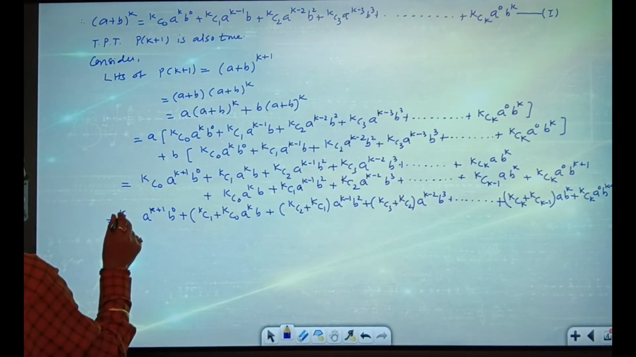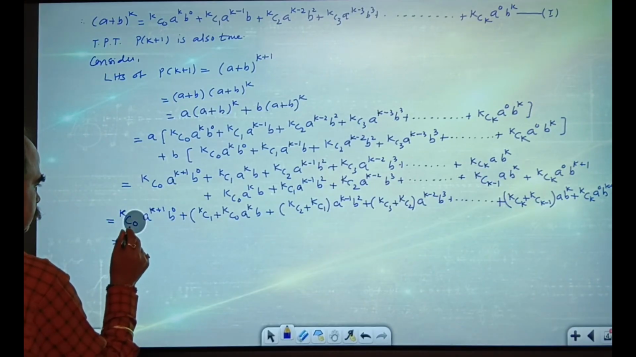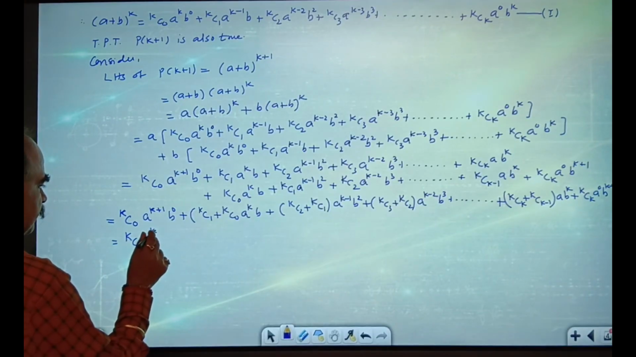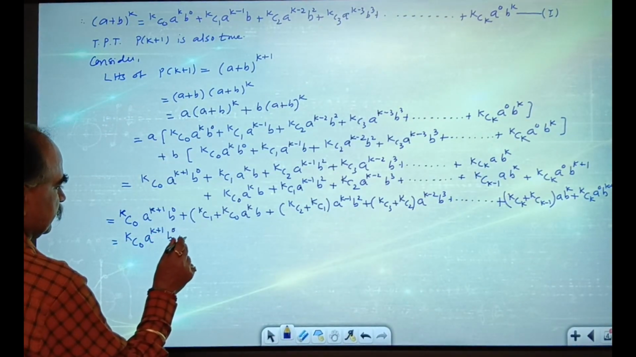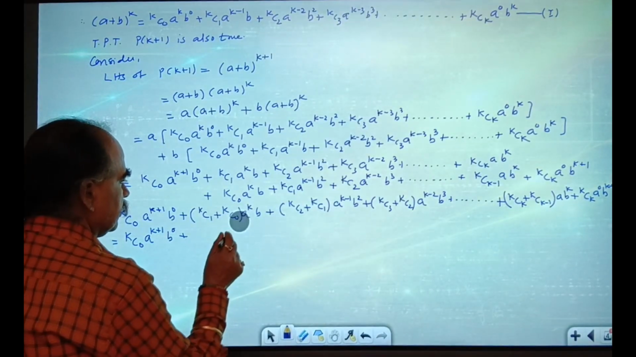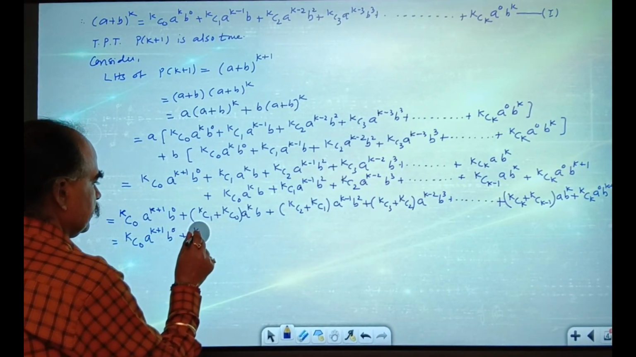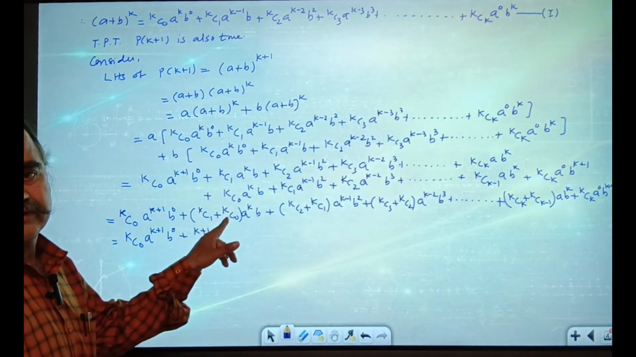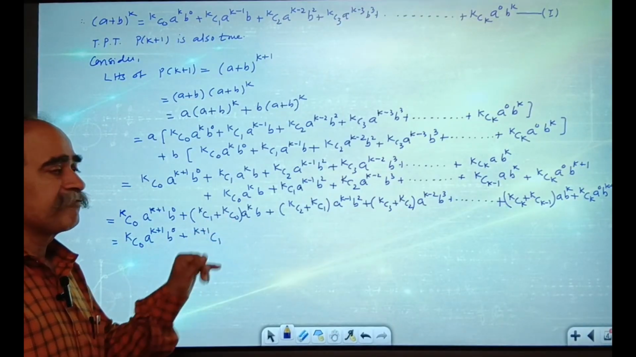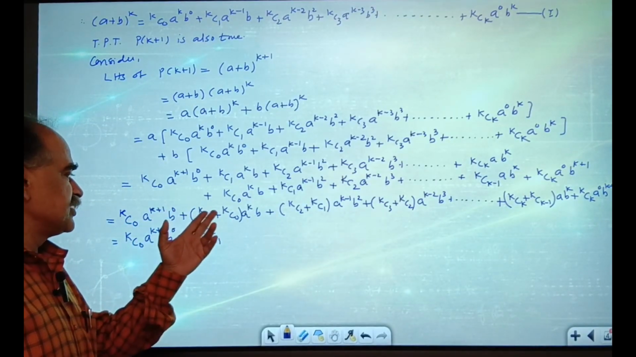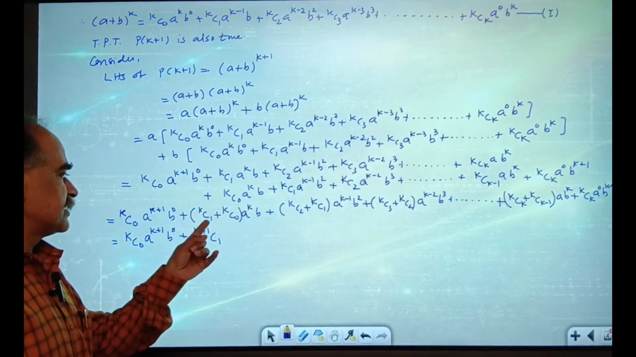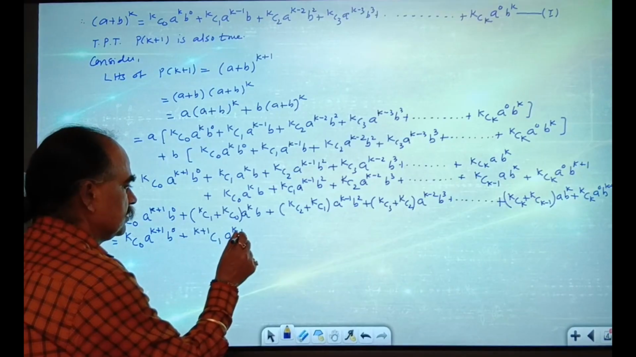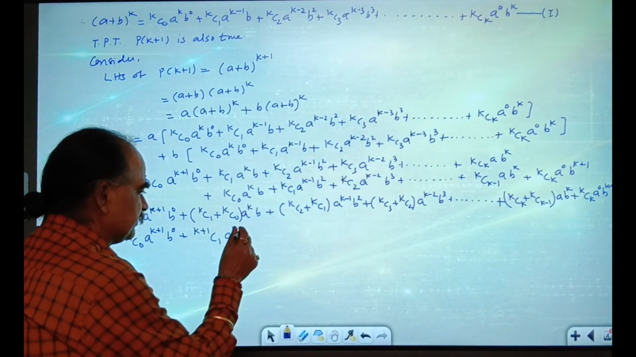KC0, now this you keep as it is, KC0 A raised to K plus 1 B raised to 0. The sum of these two is what? K plus 1 C 1. KC1 and KC0. In lower number there is a difference of 1. The sum of these two combinations, what? In upper number you add 1, take larger between the two. Now that theorem, I'll give the statement here as a reason.